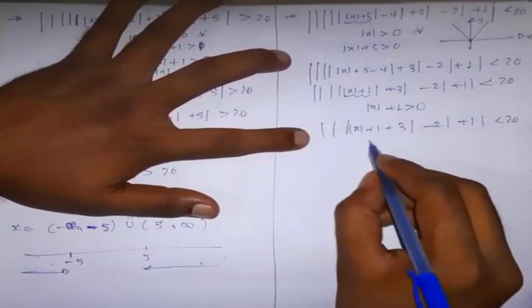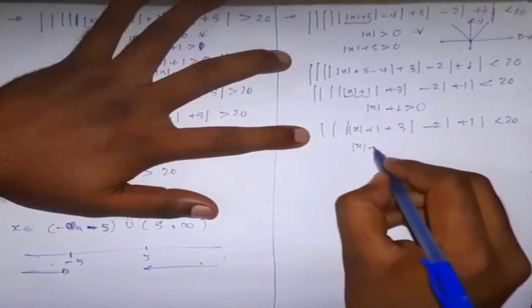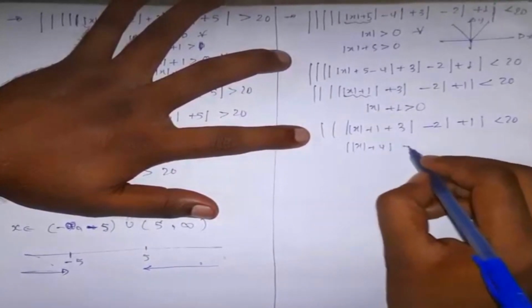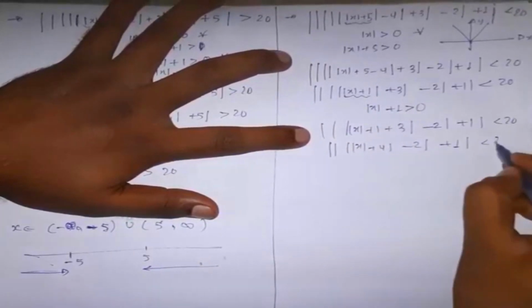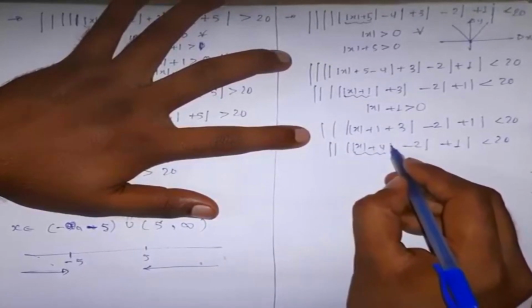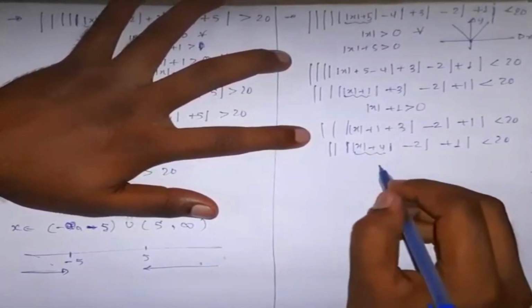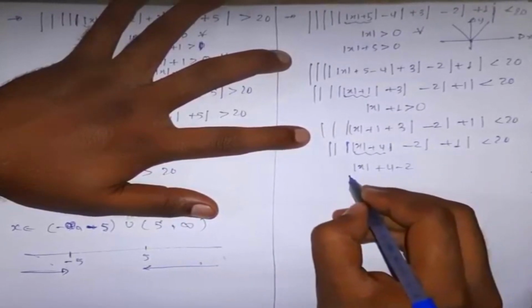I hope it is clear. Now it will become mod of x plus 4 minus 2 plus 1, less than 20. This portion will be positive, then this mod will also open as positive, then mod of x plus 4 minus 2.